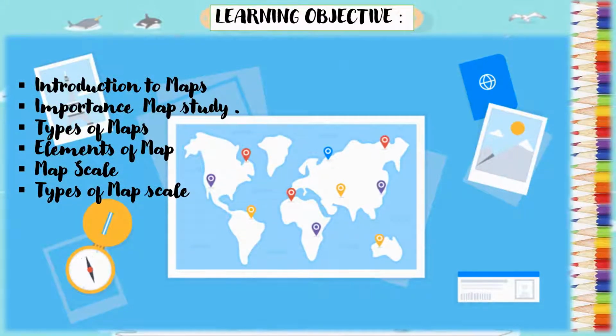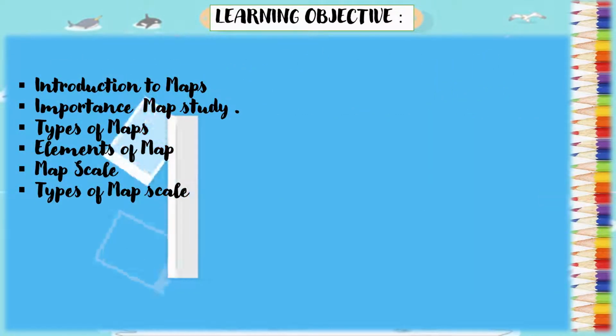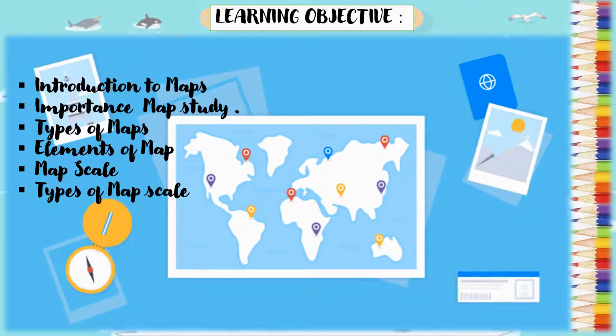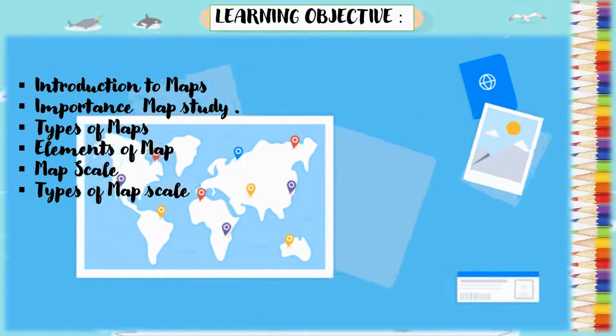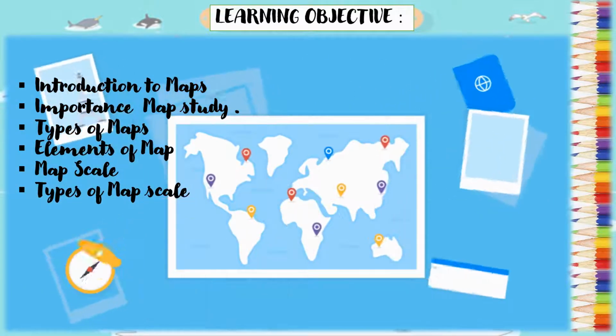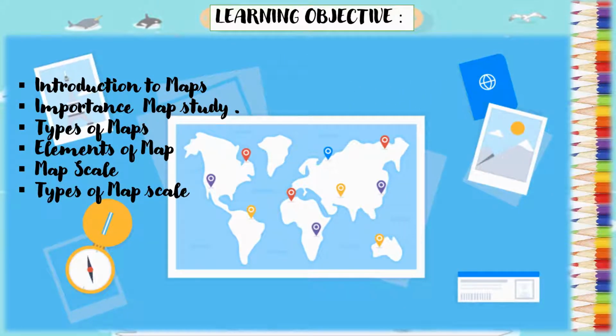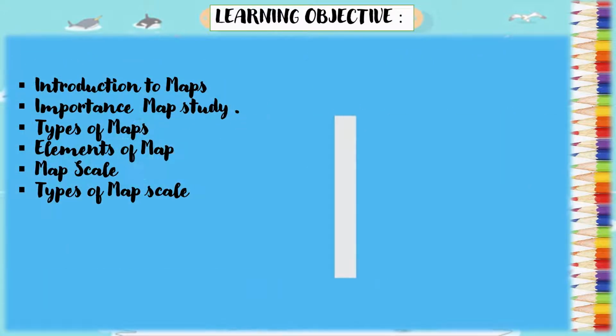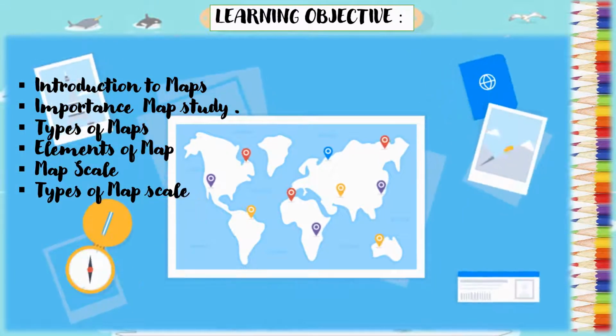So students, let us discuss our learning objectives. So today we are going to learn what is maps and why map study is important in geography, then different types of maps, then elements of maps, map scale and types of map scale.